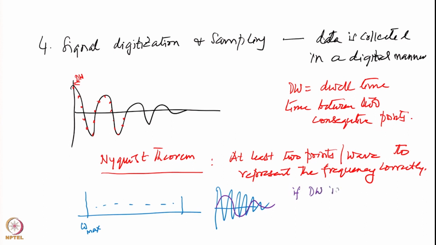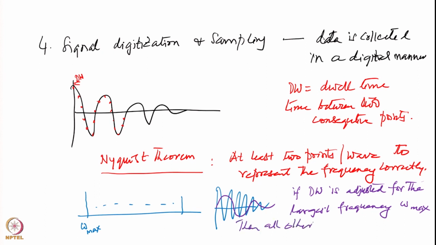If dw is adjusted for the largest frequency, omega max, then all others will be represented. So this is Nyquist's theorem, and therefore this is the signal digitization and the sampling. These are all very specific to FT-NMR, as you can see.